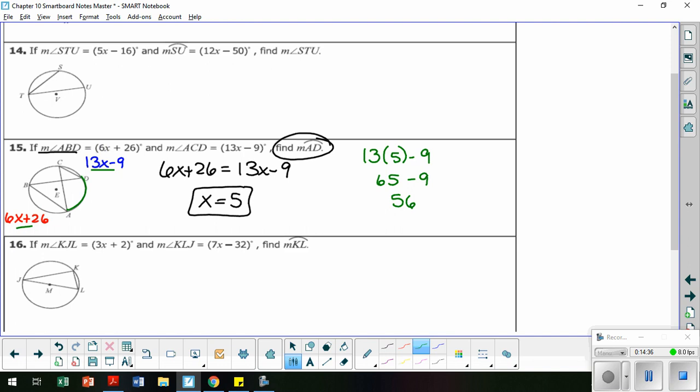That's just the angle right here. What do we have to do to that in order to find what the arc is? Well, we know that the arc is going to be twice that. So we're going to do 2 times the 56. That's going to give us the 112 degrees, the measure of arc AD.